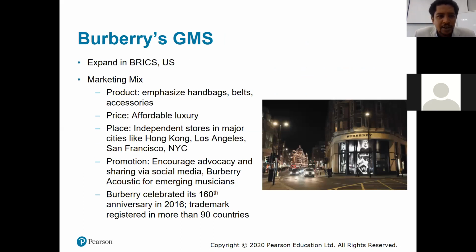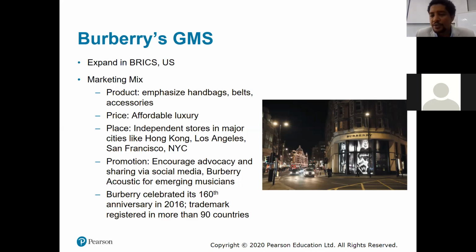So let's see here. You remember this brand. This is a brand which is based in the UK, but this brand has expanded to BRICS and the US. So when your brand is global, just like, for example, in Korea, we have people who buy Gucci or other American brands. Brands go global, and their base could be in a different country.